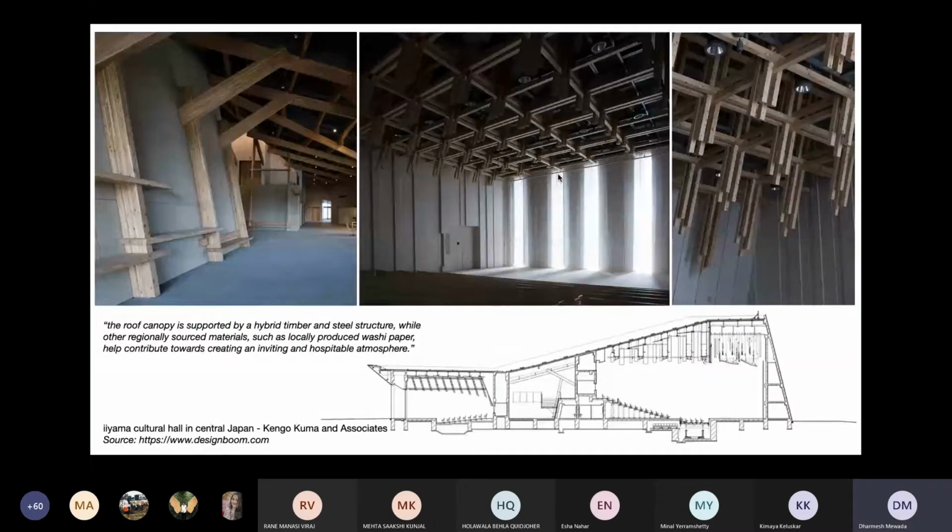That's another example, and I had to include a section in this one by the same architect, of course, Kengo Kuma.